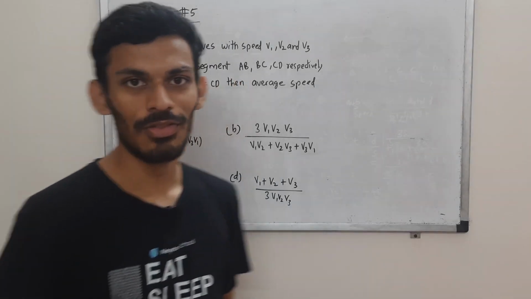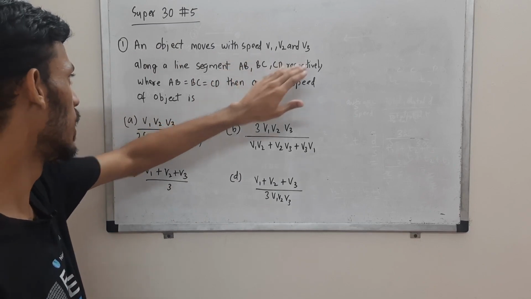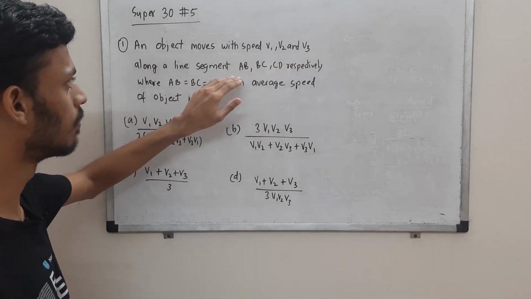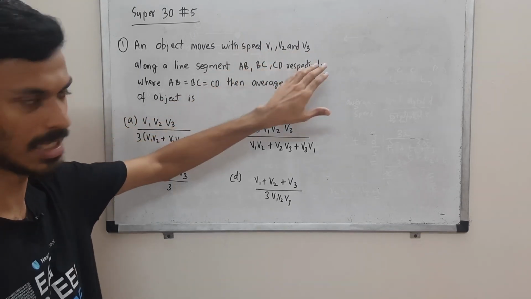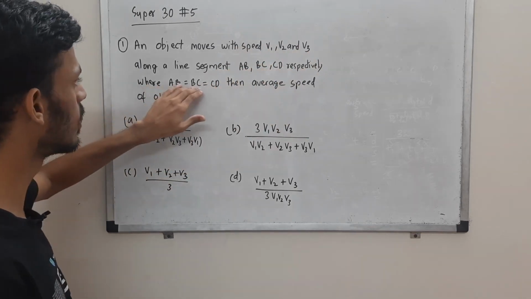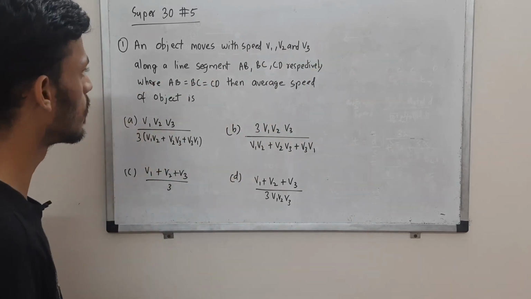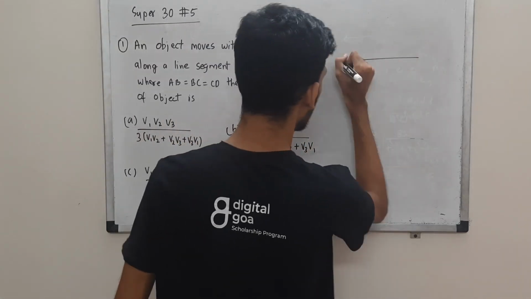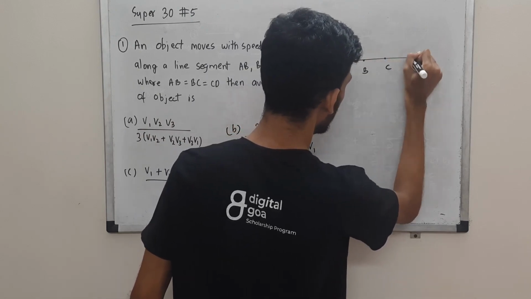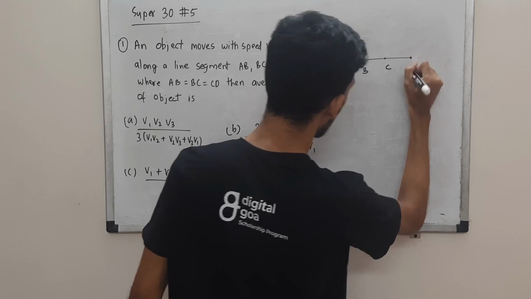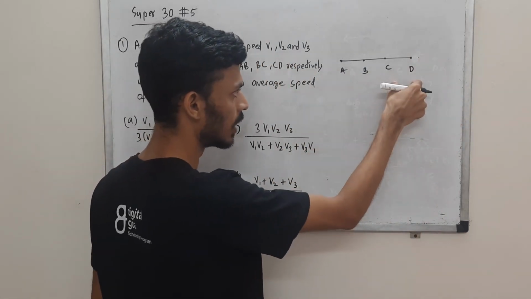Let's start things off with question 1. We are told that an object moves with speeds v1, v2 and v3 along a line segment, and the speeds are v1, v2 and v3 respectively in AB, BC and CD. It is given that AB is equal to BC is equal to CD, so this is along a line, and you are supposed to tell the average speed. So the situation is like this: we have AB, BC and CD, equal distances along a line, and the speed here is v1, here it is v2, here it is v3.